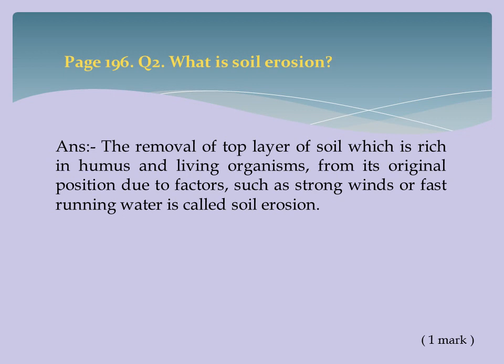Page number 196, question number 2. What is soil erosion? Answer. The removal of the top layer of soil, which is rich in humus and living organisms, from its original position due to factors such as strong winds or fast running water, is called soil erosion.